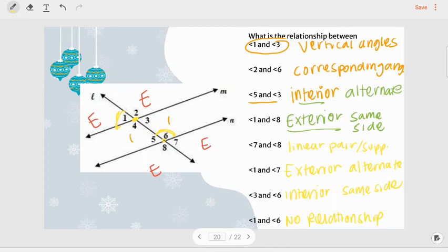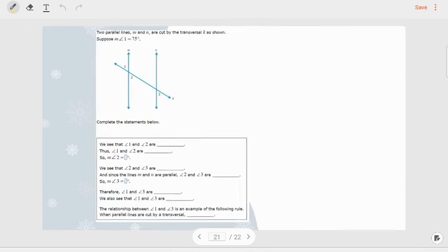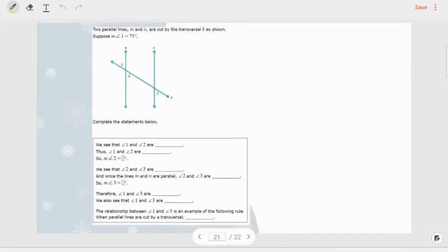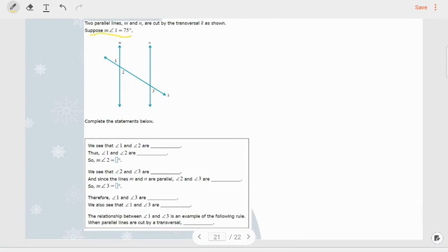All right, let's practice using these rules to figure out angle measurements. Notice it says in my diagram, suppose angle 1 equals 75 degrees, and I'm going to mark that 75 degrees. It says, we see that angle 1 and angle 2 are fill in the blank. Okay, we have to name our angle relationships. But I notice that they are on the same intersection. They're vertical of each other. So vertical angles.